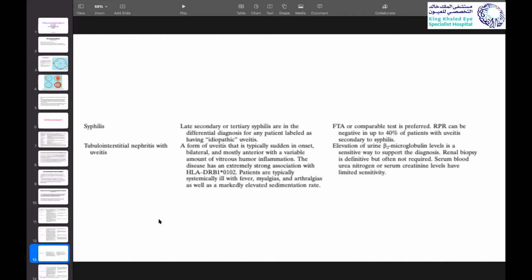For tubulointerstitial nephritis with uveitis, if from my side as rheumatology or even from the ophthalmology point of view, this differential diagnosis was not considered, you might miss asking for a urine beta 2 microglobulin level, which is sensitive, and even supports the diagnosis and might be sufficient. A renal biopsy is the definitive diagnosis, but you don't usually ask for it a lot.